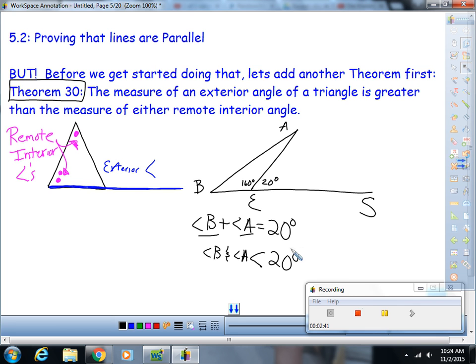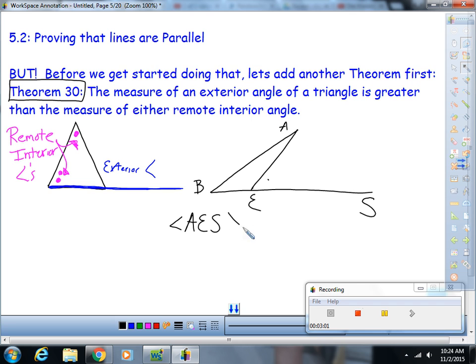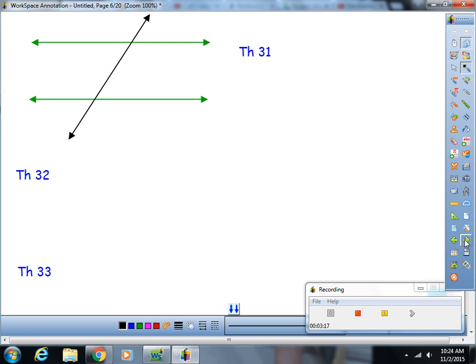So if I took away my numbers now, and if I just wanted to write a strict rule, I know in this question that angle AES is greater than angle A, and angle AES is greater than angle B. That's what Theorem 30 is telling us. Now we're going to learn so many theorems in this chapter. So here we've got line L and line M cut by transversal N.